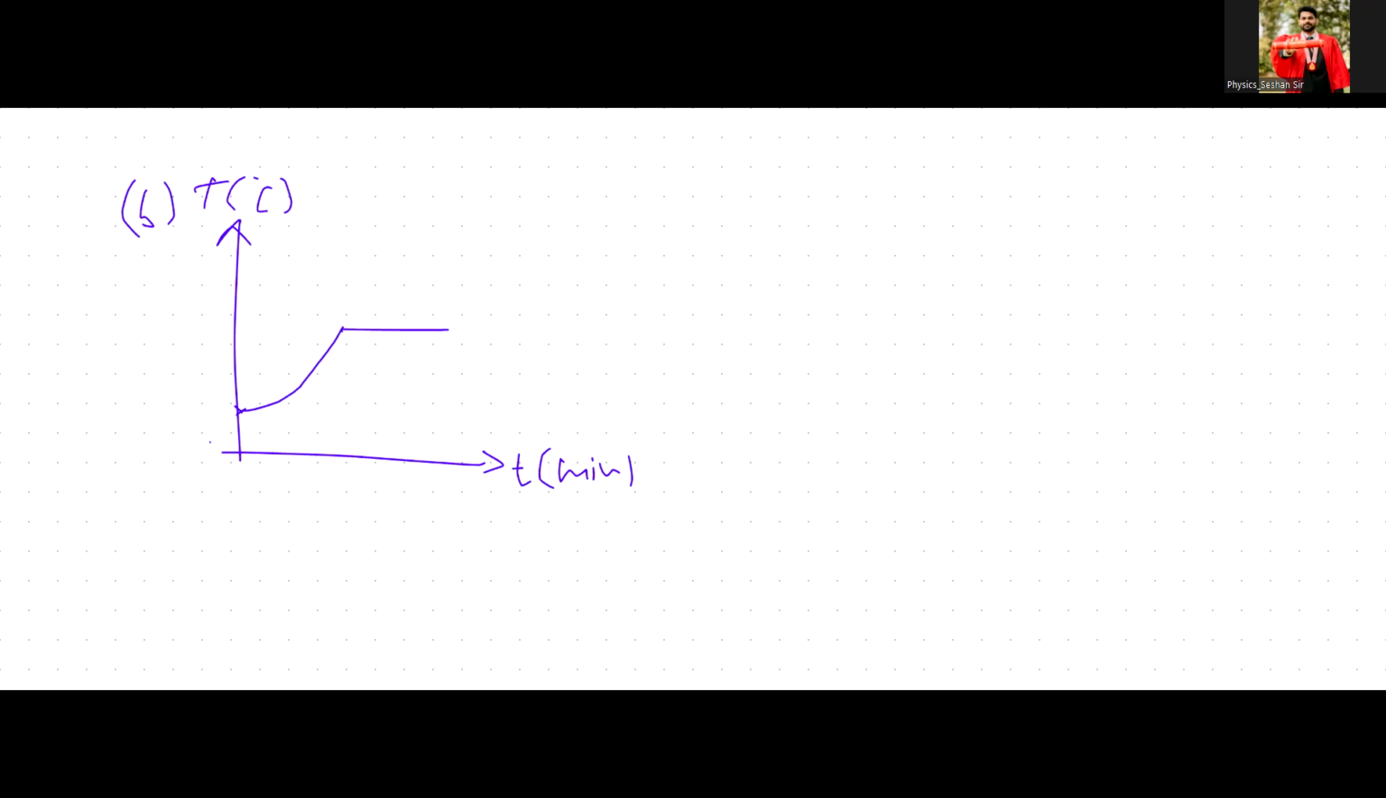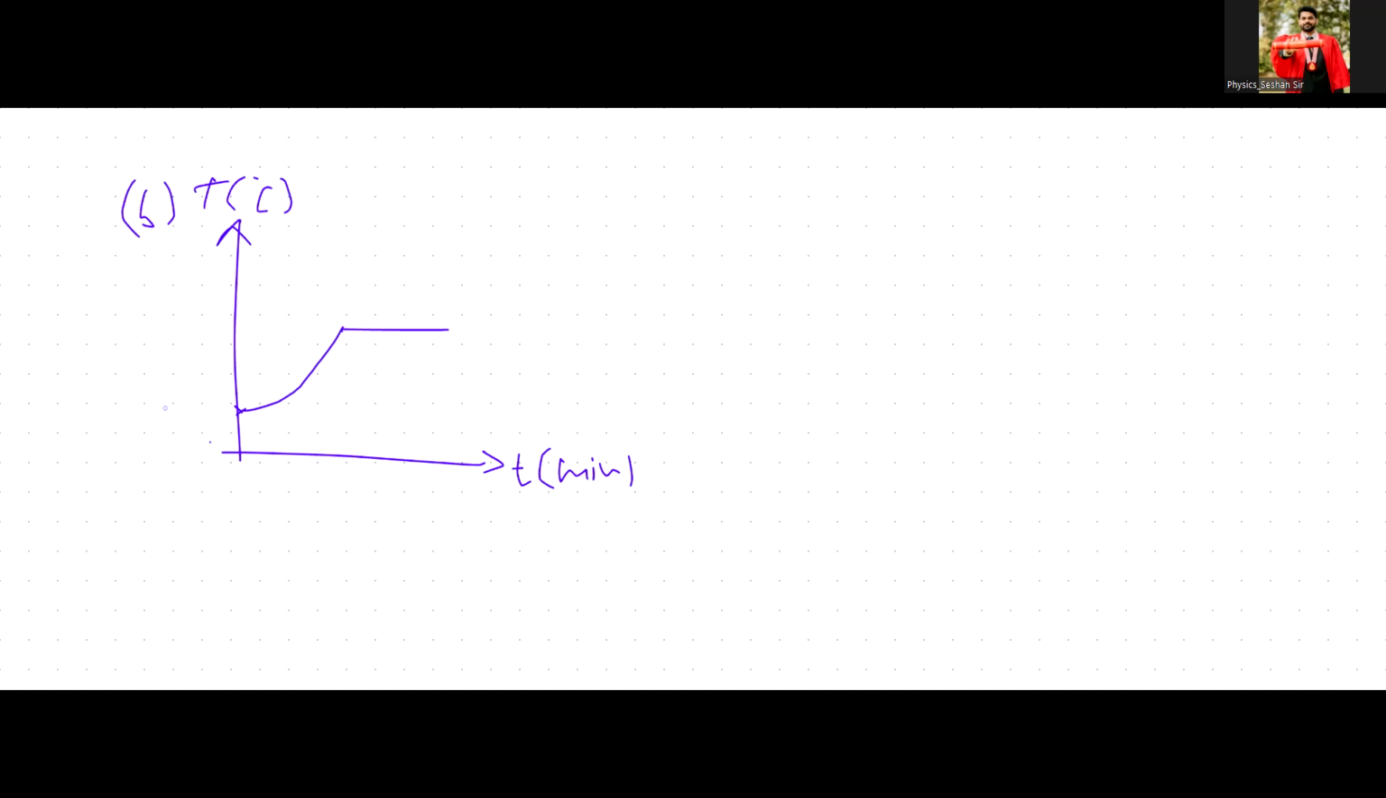Using a heating element of 100 watt. The details obtained from the graph are as follows. The temperature of the environment is 30 Celsius. So that means this one should be 30, isn't it? It should start at 30.